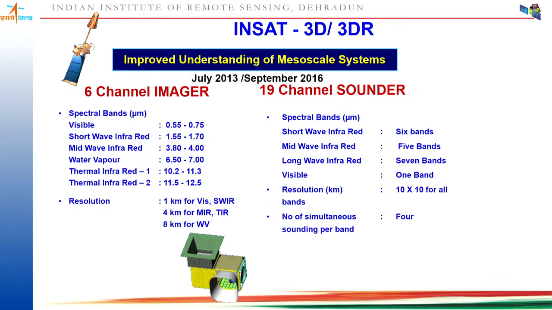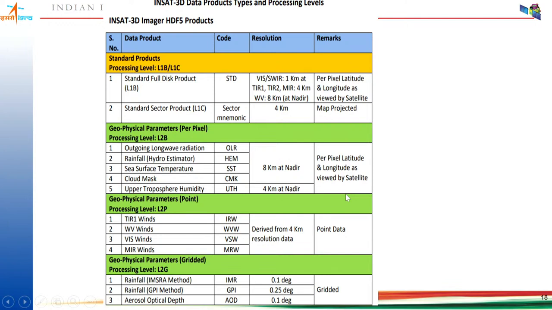INSAT 3D and 3DR have the same configuration, only these are two tandem satellites. One was launched in June 2013, another in 2016. It has a 6 channel imager and a 19 channel sounder, as I said. And these are a few of the products which I described in the earlier slide: outgoing longwave radiation, upper tropospheric humidity, rainfall, sea surface temperature, cloud mask. These products are given directly to the users, so one can use them directly for hazard and research applications.